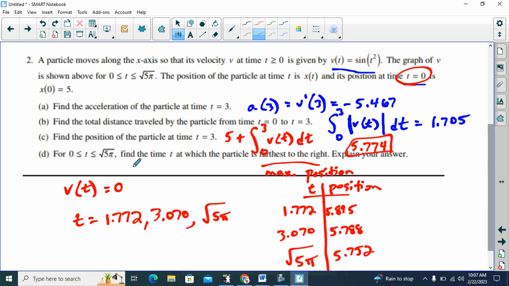Make sure you answer the question. Find the time at which the particle is moving farthest to the left. That time would be 1.772. That is the greatest position.